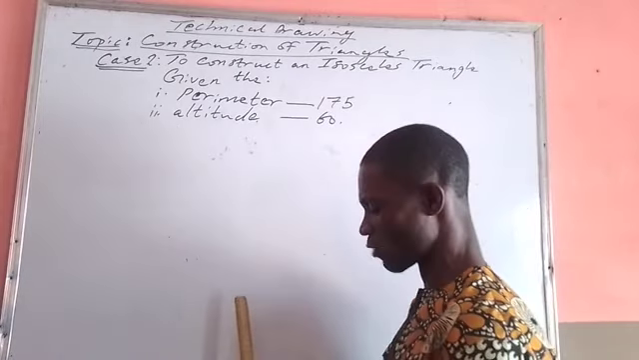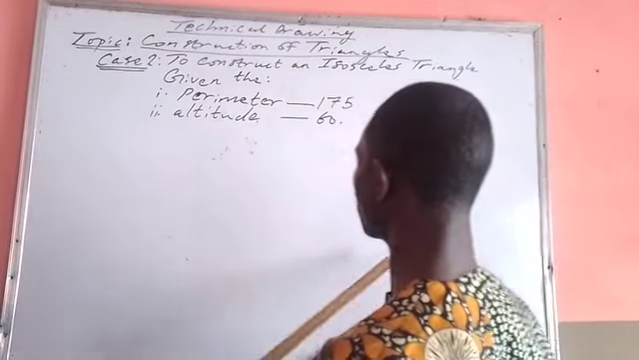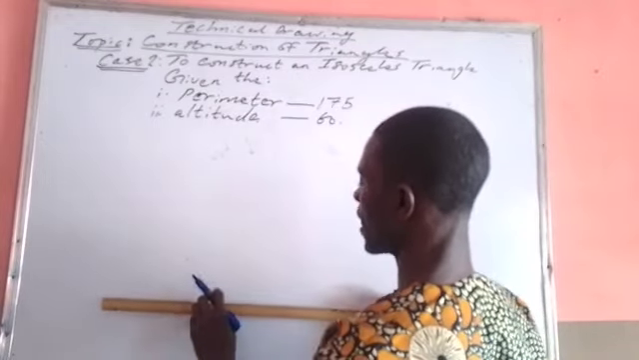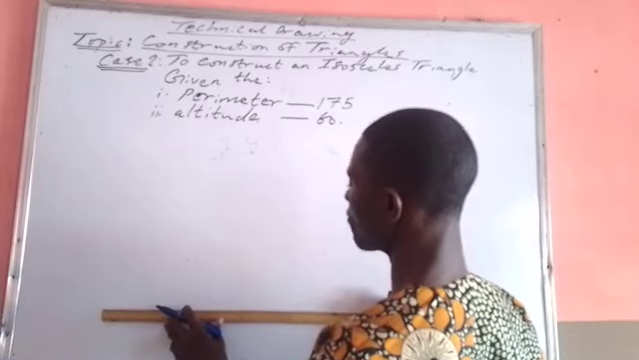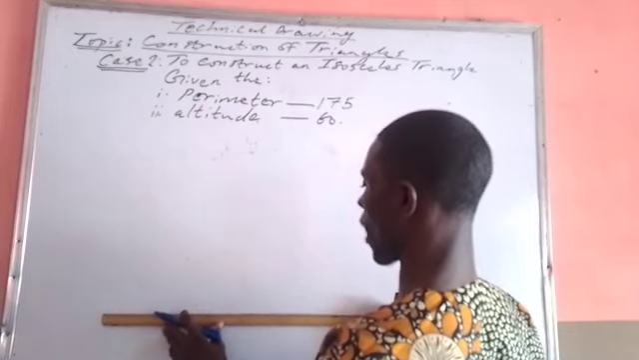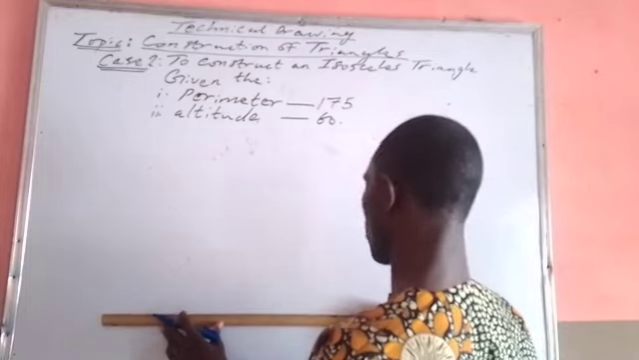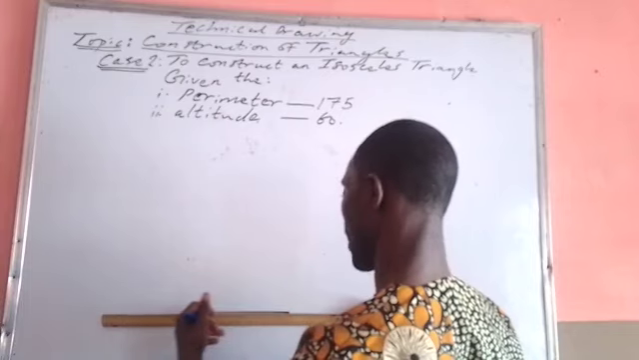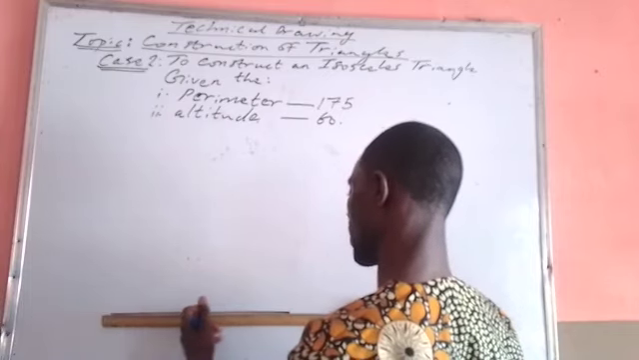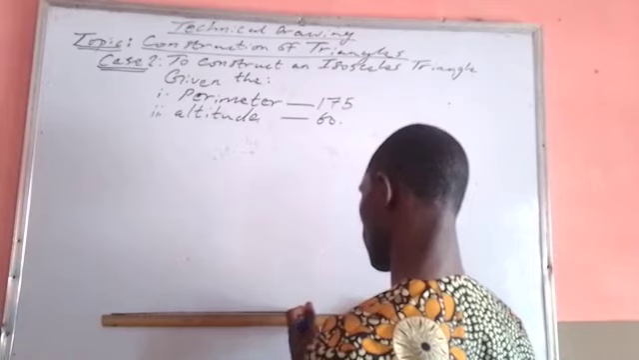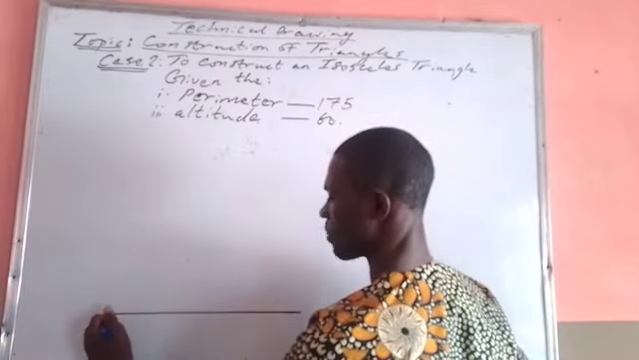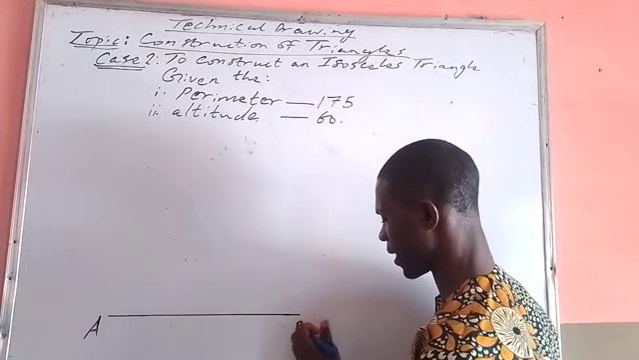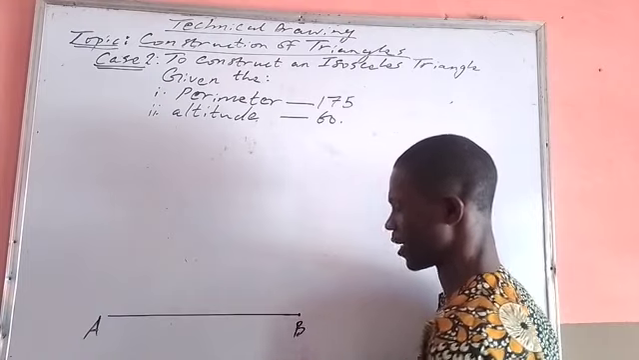What we have to do first is to divide this 175 by 2, and that will give us 87.5. So we are going to draw a horizontal line of length 87.5. So we draw this line, and I'm going to label this line AB. So we have this to be line AB.